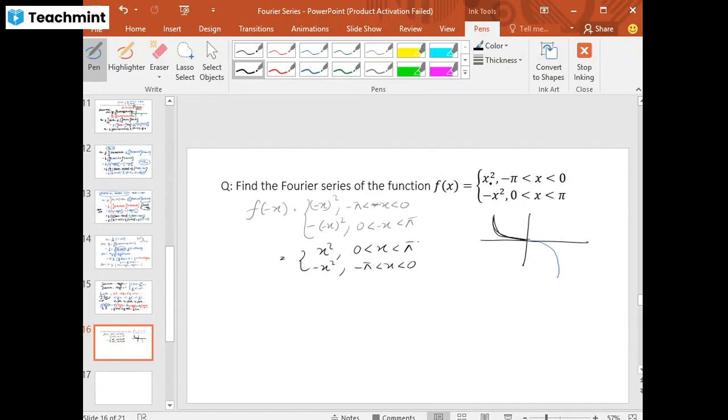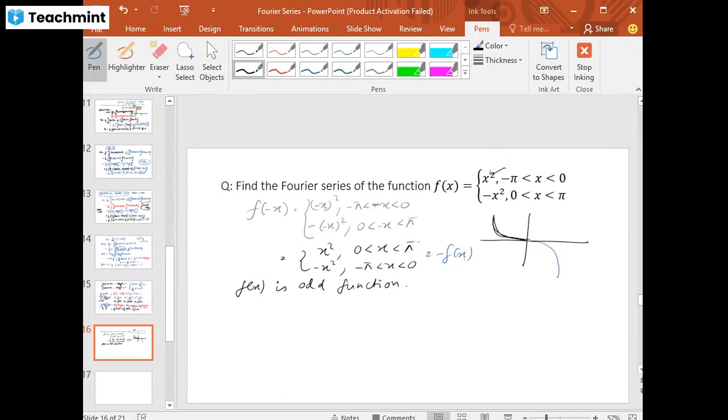So what do we get here? In the interval minus pi to 0, earlier your function was x square, but now it is minus x square. And in 0 to pi it was minus x square, so now it is x square. So we can get here this is minus of f of x. So f of minus x is minus of f of x. It means your function f of x is an odd function. In this case, your function is an odd function.